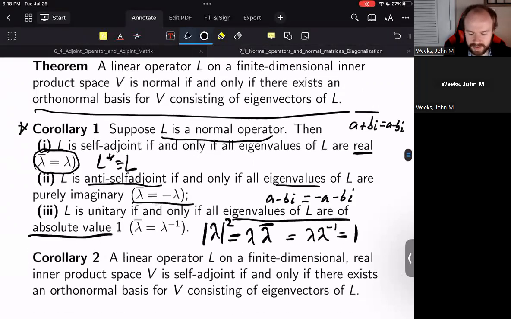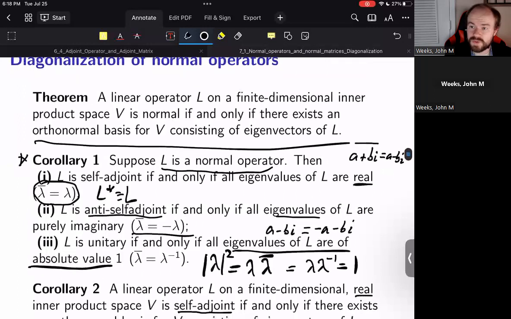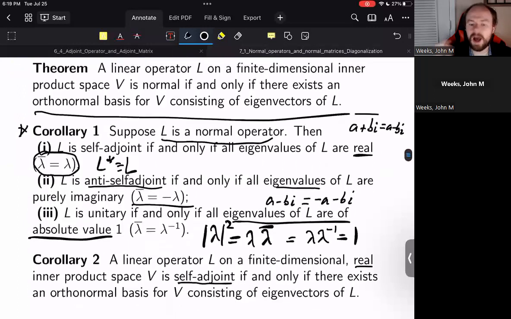So another corollary here, we could say that a linear operator on a finite dimensional real inner product space is self-adjoint if and only if there exists an orthonormal basis for V consisting of eigenvectors of L. Turns out that we get an if and only if with this sort of statement, and the reason is that we saw that upper triangular normal vectors. Just one second. My apologies on that. The reason behind this corollary is the first part of corollary 1.